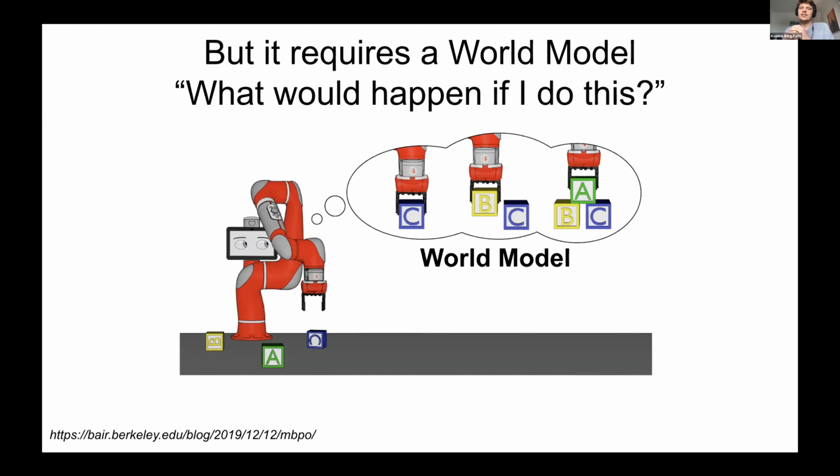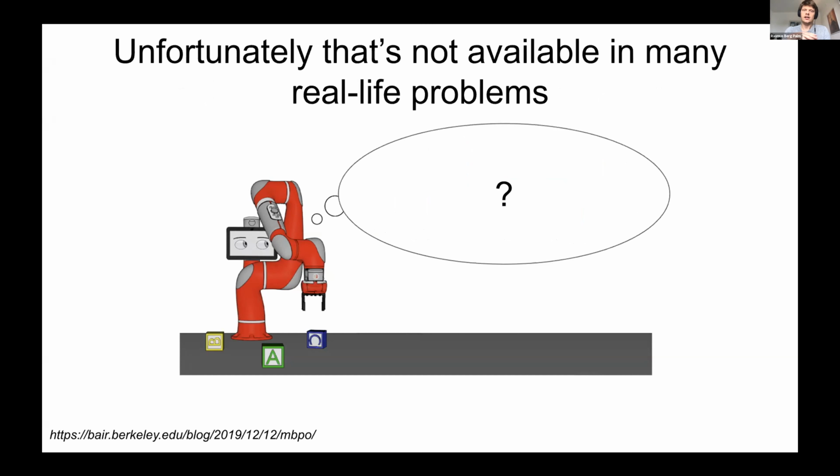But it requires a model of the world so that you can ask, what would happen if I do this? The robot needs to be able to imagine the outcomes of its actions and the effect it has on the environment. And that's called the world model. Unfortunately, such a world model is not available in many real-life problems. We simply cannot describe the world sufficiently well.